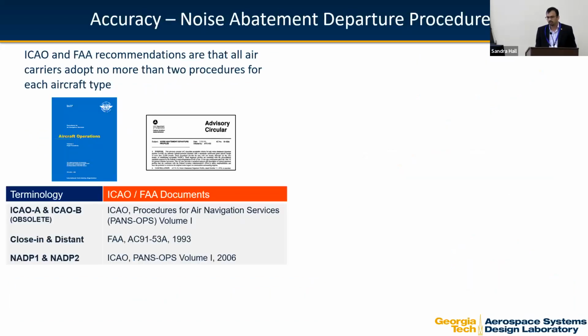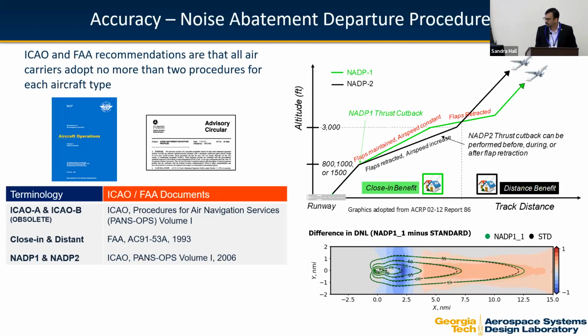What we're currently working on for the APM are noise abatement departure procedures. So the regulations right now are that no more than 2 procedures be developed. Sometimes in a severely constrained case, there might be more than that. But ADT doesn't give you the option of modeling all of those.